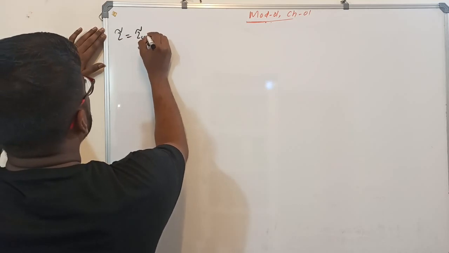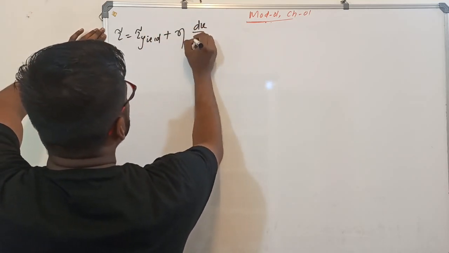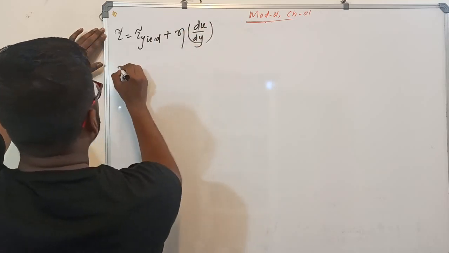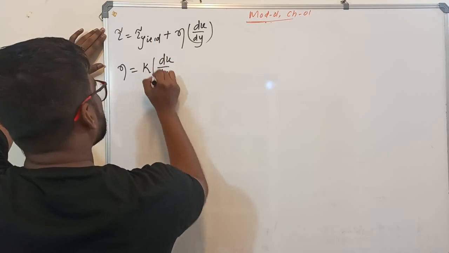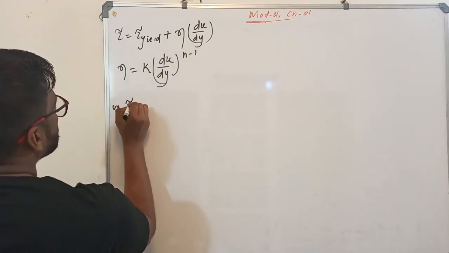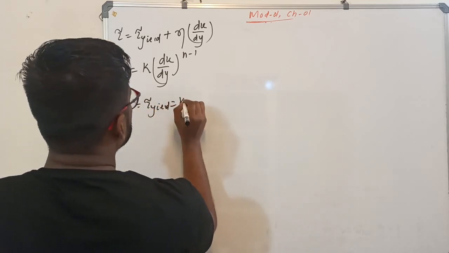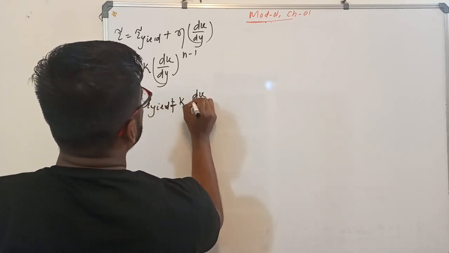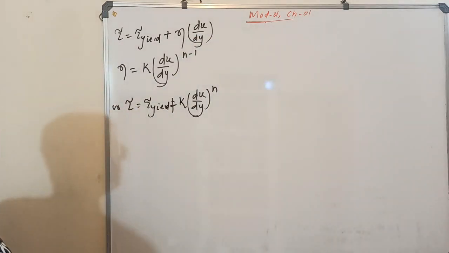Tau is equal to tau yield plus eta du by dy, where eta is equal to k (du by dy) to the power n minus 1. Or tau is equal to tau yield plus k (du by dy) to the power n.